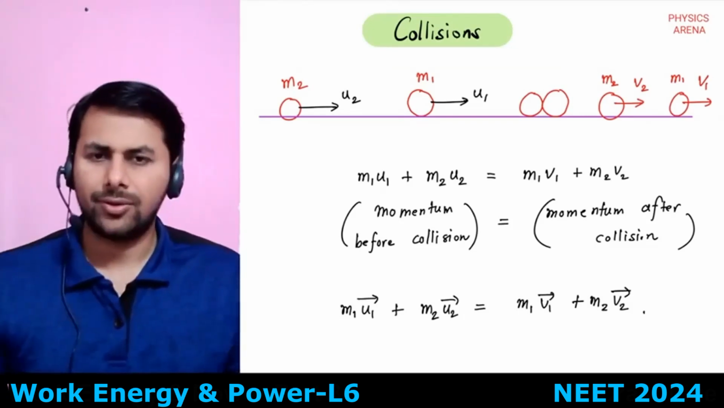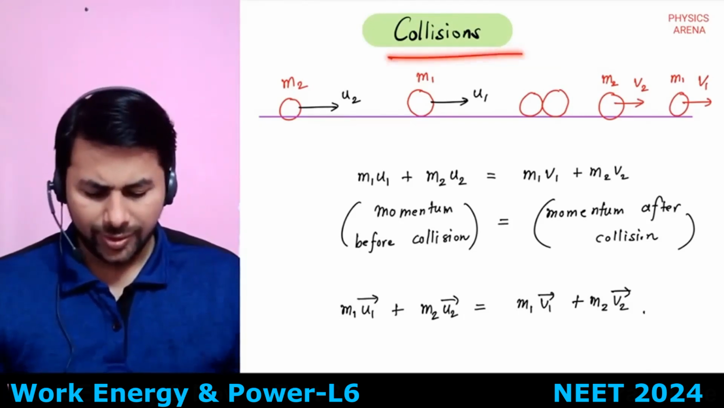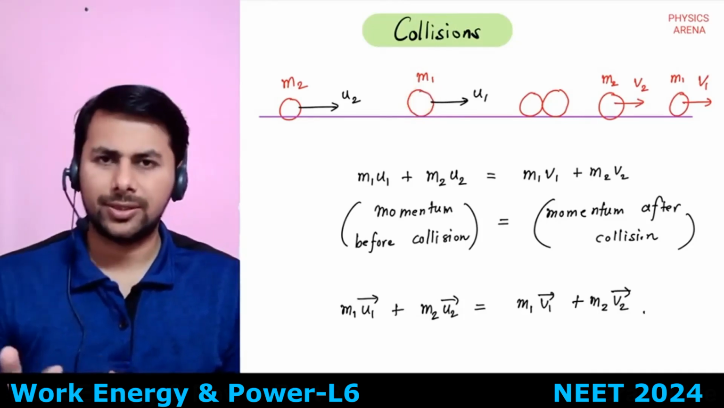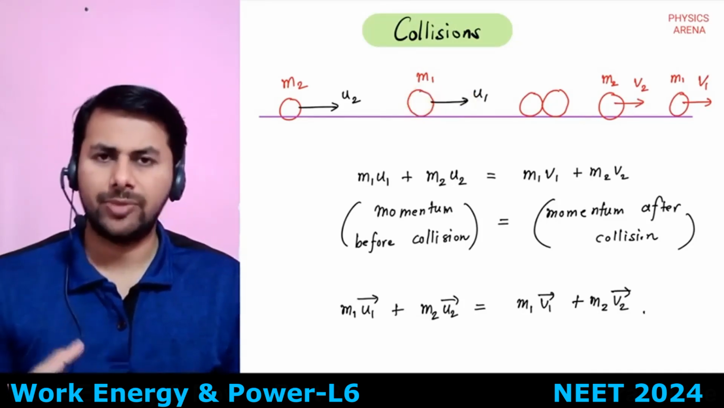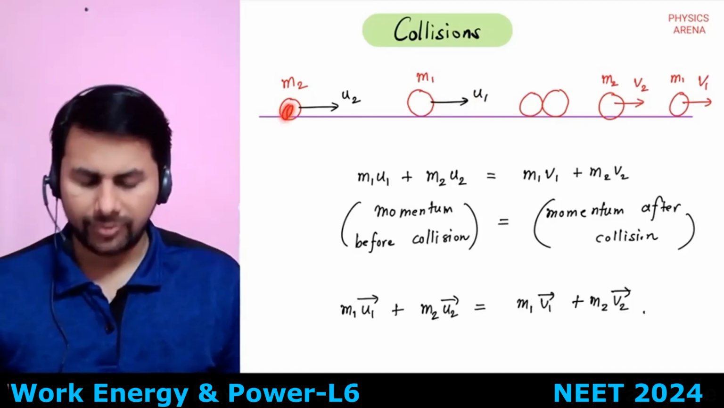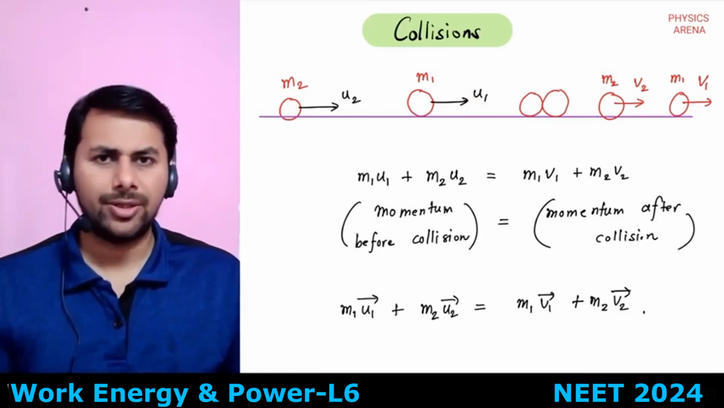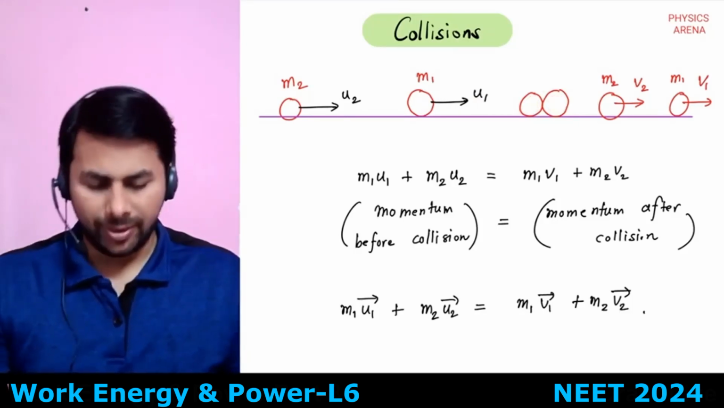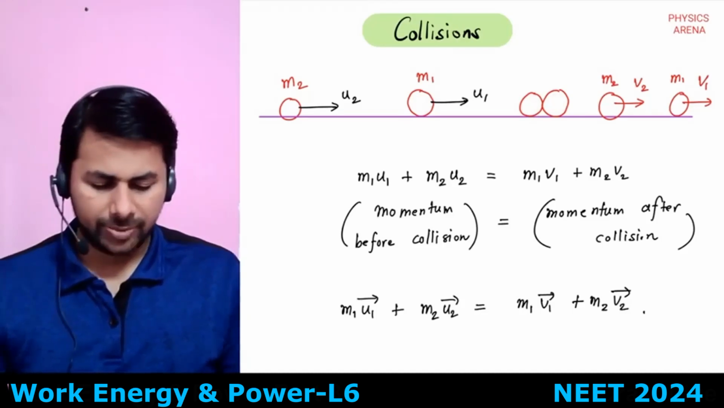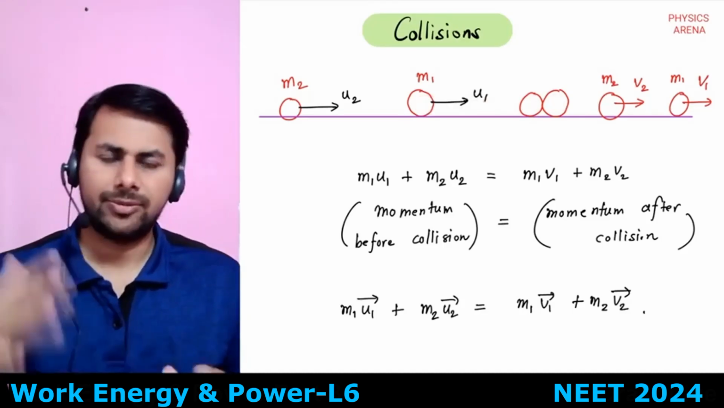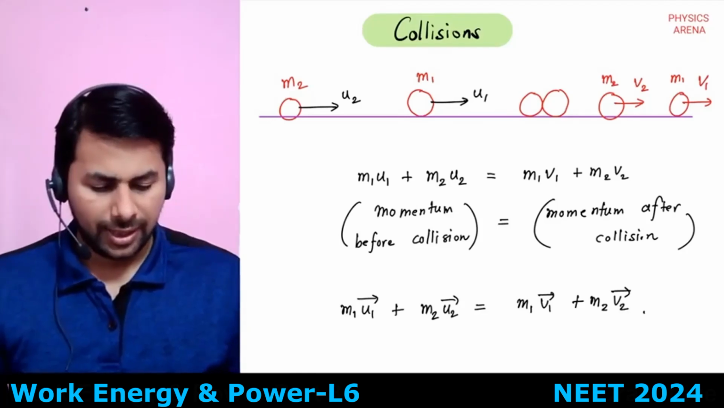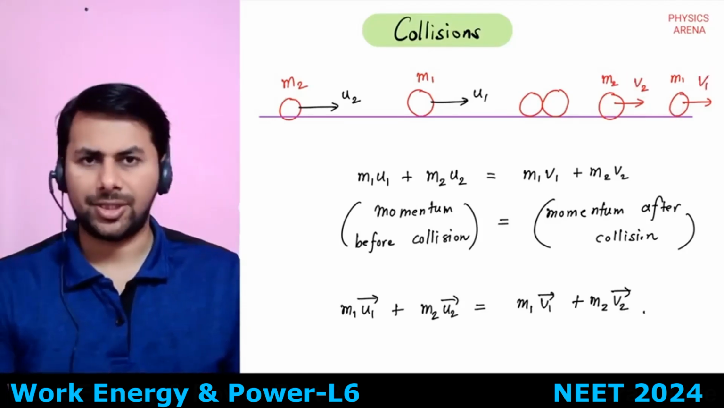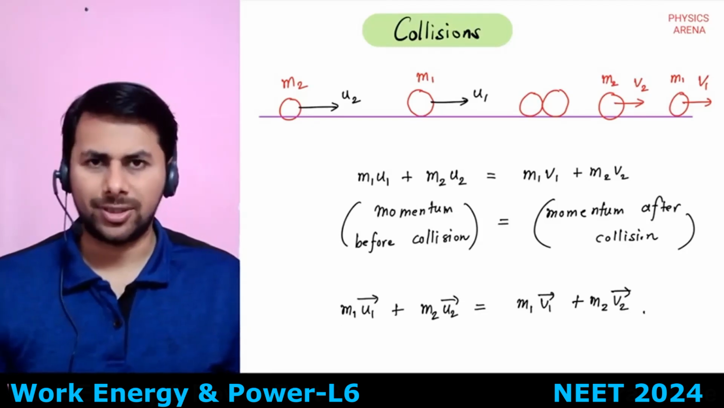So let's see collisions. Let's suppose for simplicity we have two bodies. The mass of the first one is m1 and it's moving with speed u1. The mass of the second one is m2, moving with speed u2 in the same direction. They collide. What will happen? The speed of the first one will increase and the speed of the second one will decrease. Suppose the velocities after collision are v1 and v2 in the same direction. So this is a one-dimensional collision.